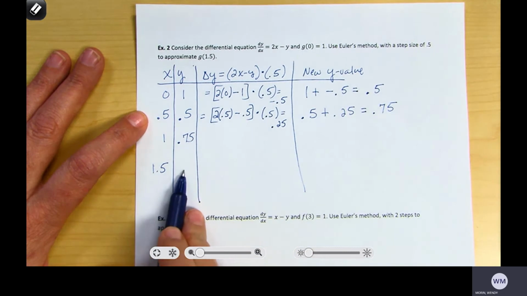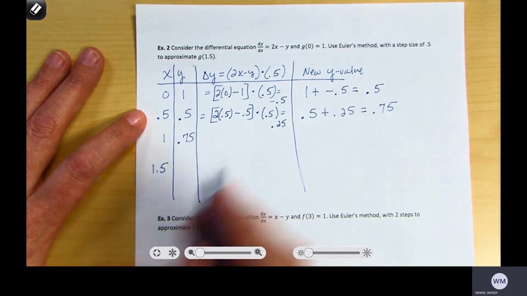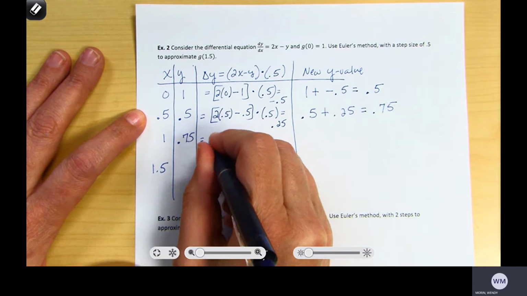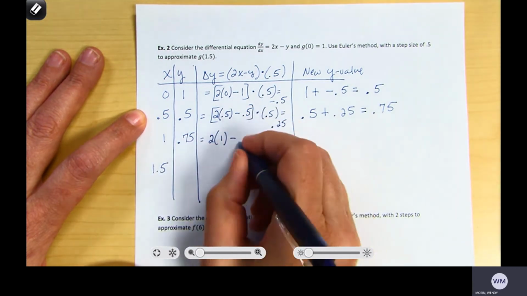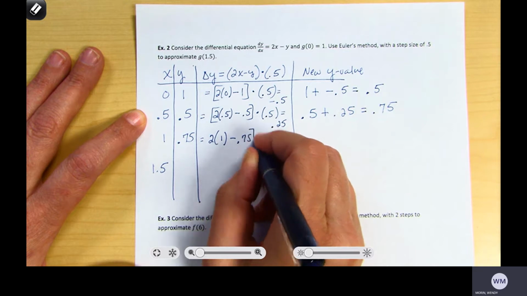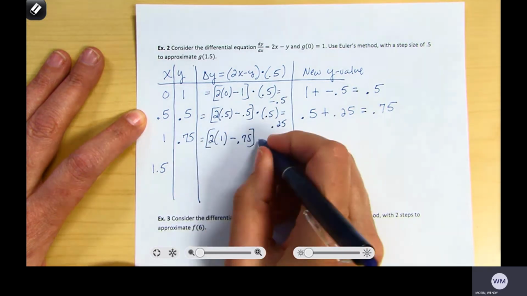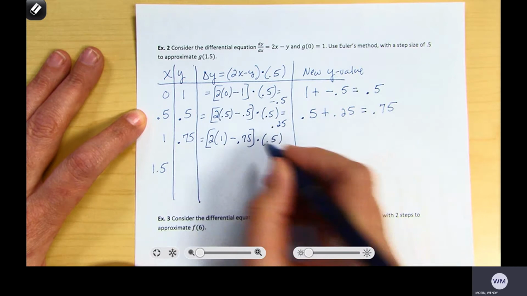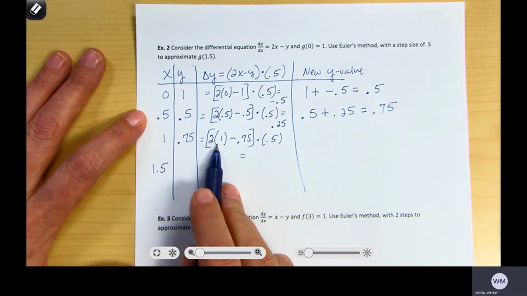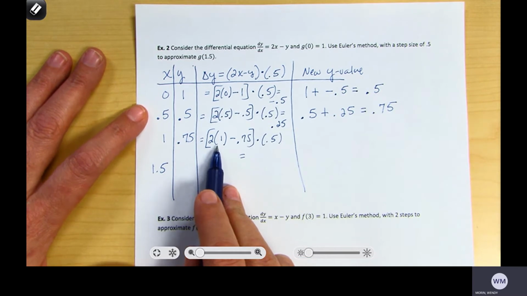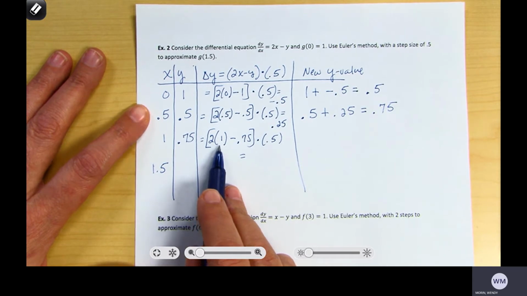So we're trying to find this y value. So let's go one more time. 2 times your x value minus your y value times your step size. All right, so when we calculate that, let's see, what do we get here? You can go ahead and use your calculator if you want to. What am I getting? I think I'm getting 5/8.